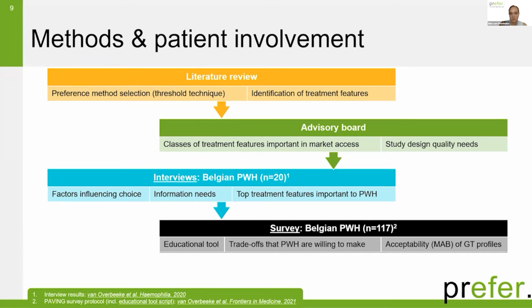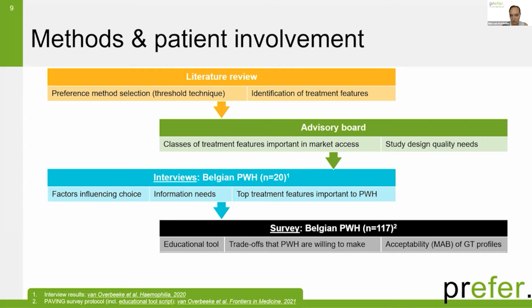We then had meetings with the advisory board, including thus patients themselves, where we discussed what classes of treatment features or attributes could be important in this context, and also where we discussed the study design quality needs. We then went on with a first phase of the study itself, where we had interviews with 20 Belgian hemophilia patients in total, where we wanted to see what factors would influence their choice, what their information needs were, what top treatment features were important to them in making that decision.